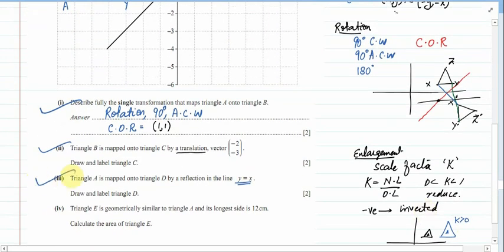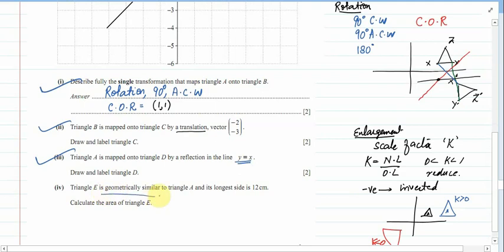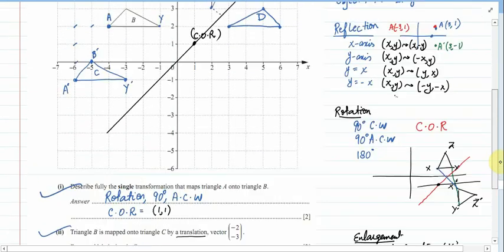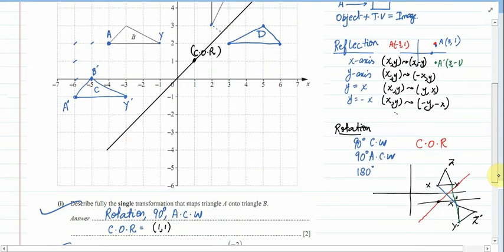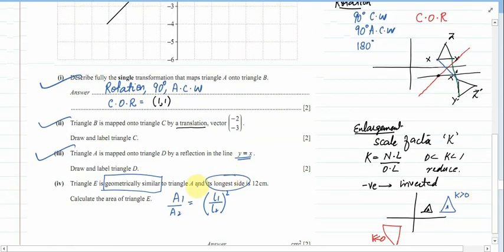Triangle E is geometrically similar to triangle A and its longest side is 12. Calculate the area. Geometrically similar means A1 over A2 is equal to (L1 over L2) whole squared. So you need to apply this formula. You have the length of triangle A, and you have triangle E and its longest side. Make sure that you are picking the right side. So first write it by yourself. The time for this question is 2.5 minutes. First try it by yourself and then I will explain.